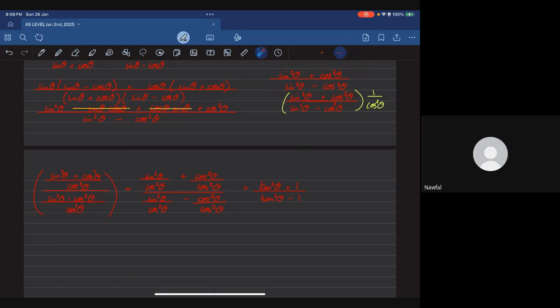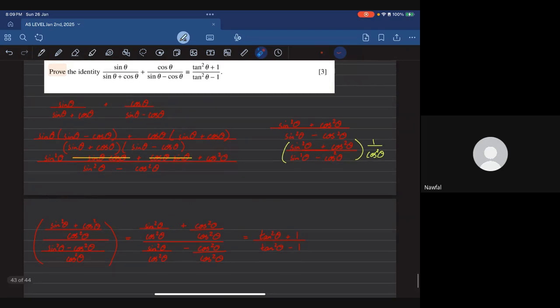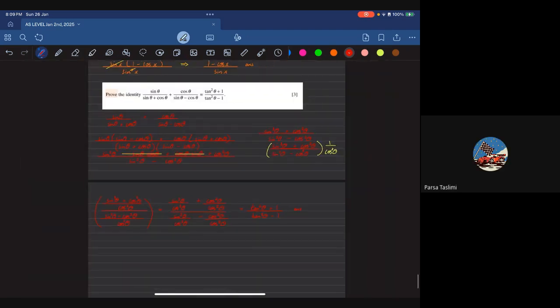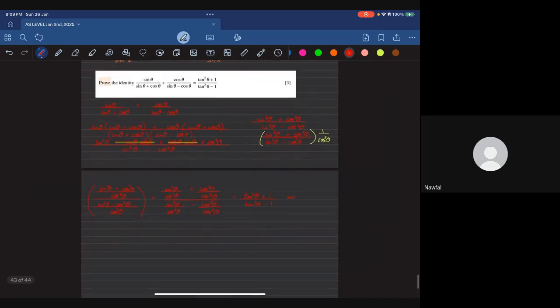Because we needed to get tan above. And in order to get tan in my numerator as well, I needed sine theta in my numerator or cos theta in my numerator. Is this clear, guys? Any issues with this? Parsa, did you get this? Yeah, I'm sorry, I got that. Yes, sir. All right.